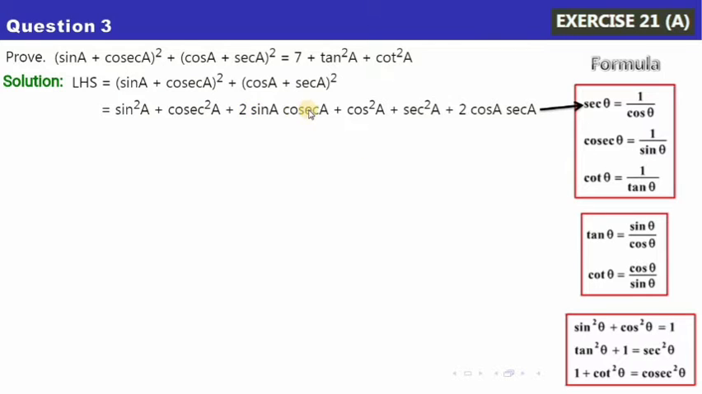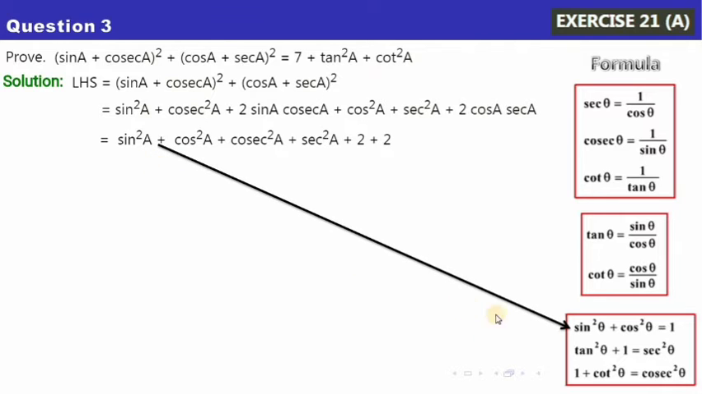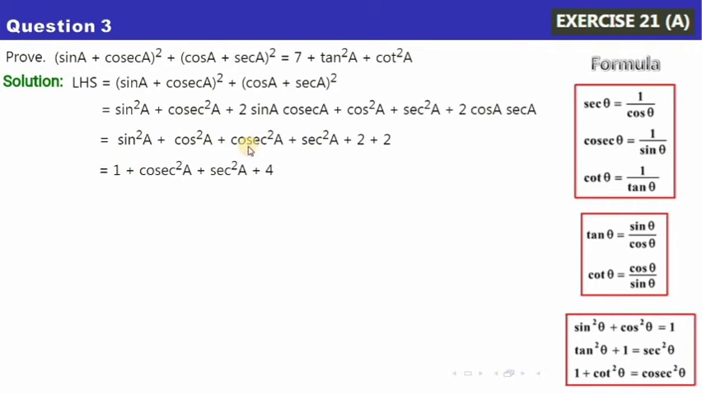So 2 into 1 is 2. Here also 2 into 1 is 2. So that's why this 2 and 2 refers to this and this one. Now others are sine square A, and we are writing cos square A first. Cosec square is written later, and similarly sec square A is written later. So this 2 and 2 came from this one and the last one. Now again, sine square theta plus cos square theta is 1, isn't it? So instead of this entire thing, I am writing just 1. So you have cosec square A, sec square A, 2 plus 2 is 4.